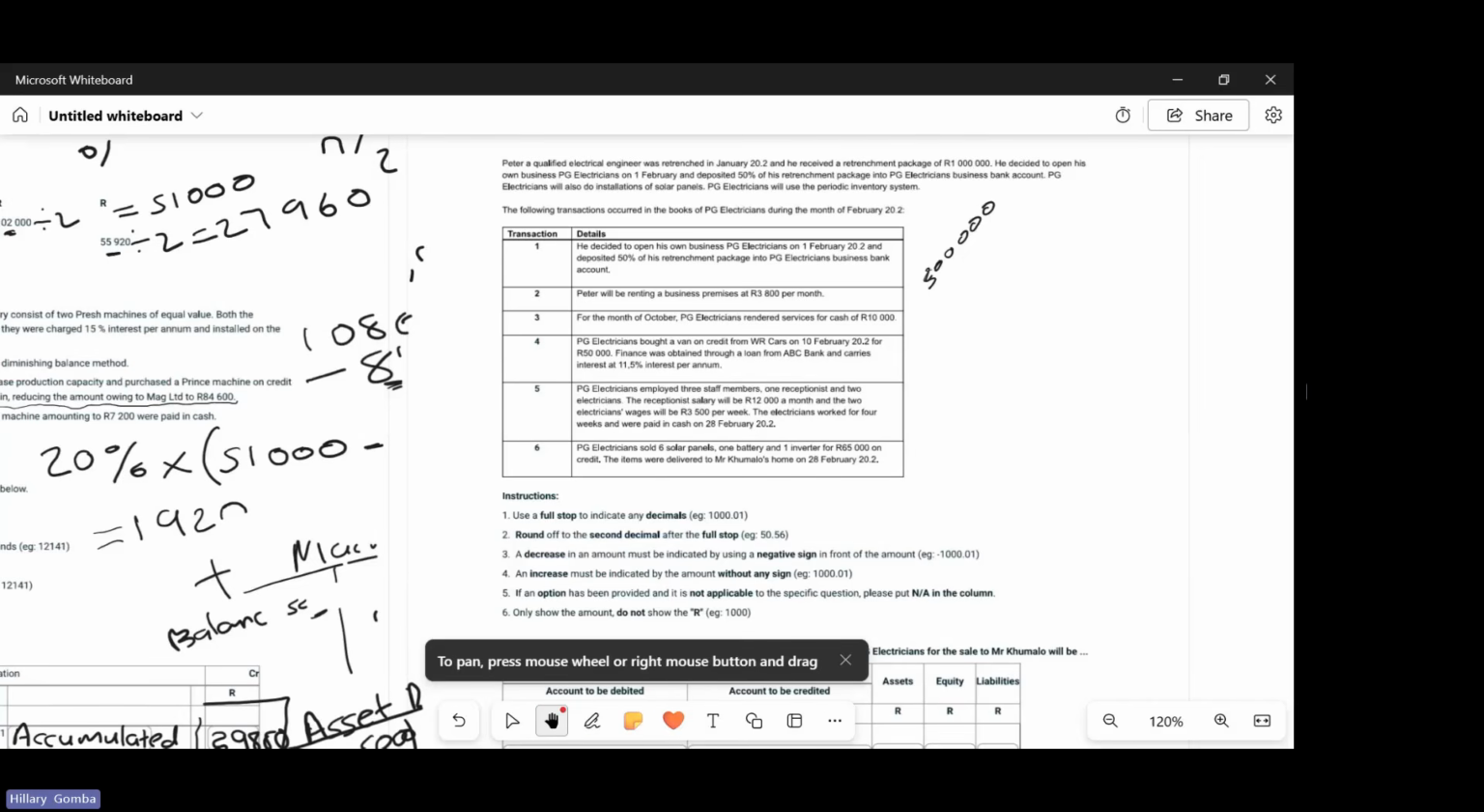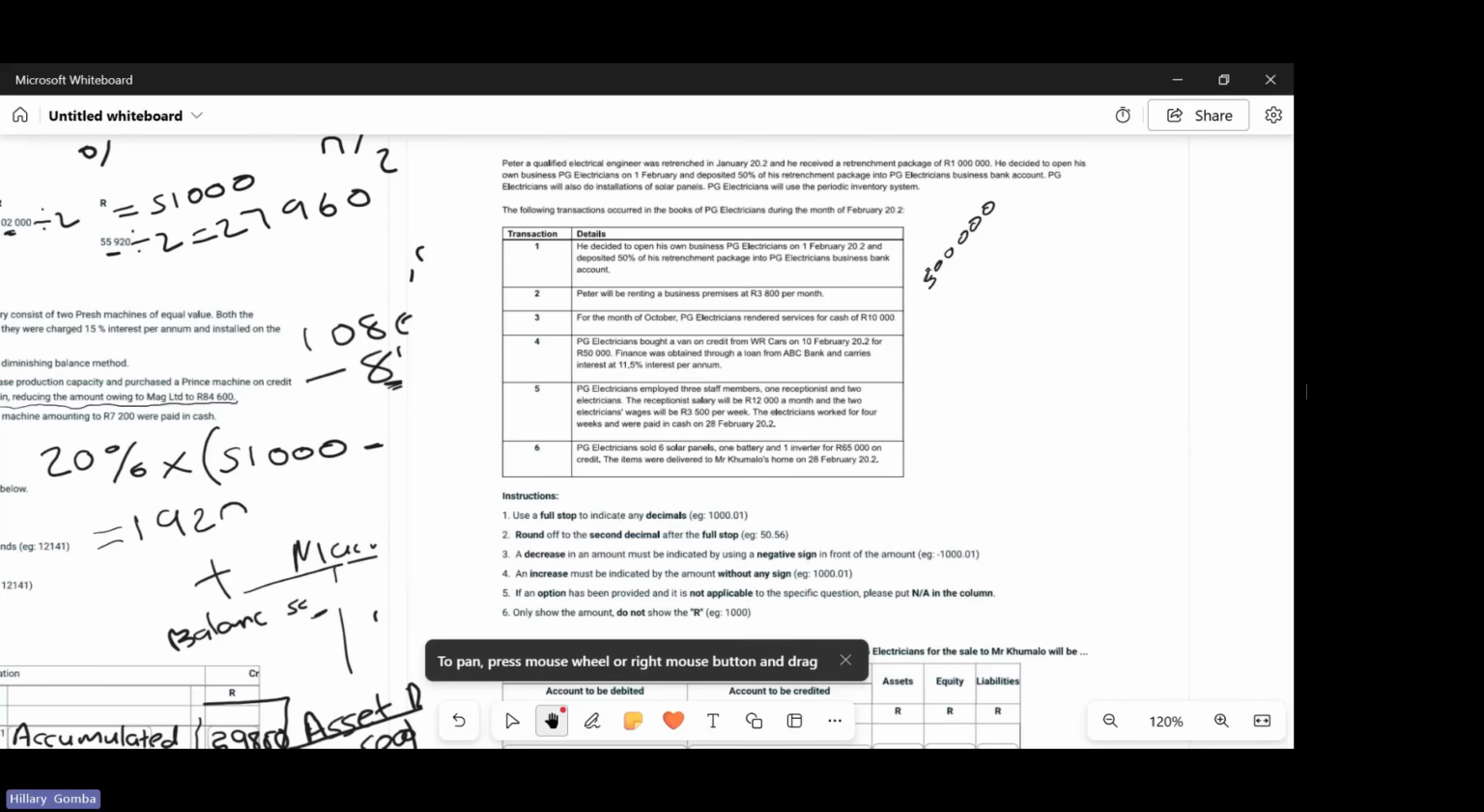And then number 2 says, Peter will be renting a business premises at 3,800 per month. Number 3 says, for the month of October, PG Electricians rendered service for cash of 10,000 rand. And then number 4 says, PG Electricians bought a van on credit from WR Cars on 10 February 2022 for 50,000. Finance was obtained through a loan from ABC Bank and carries interest at 11.5% per annum.